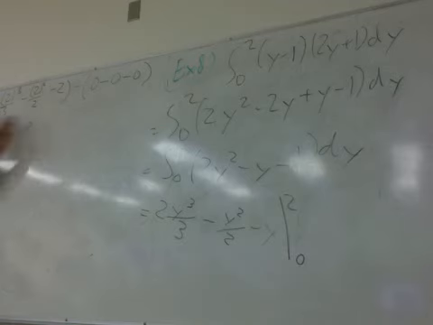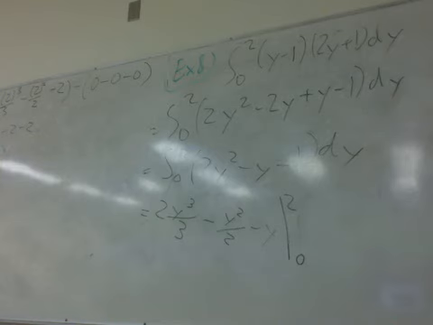Each of these 2's is going to be 6 over 3. Subtract 6 over 3, once I get 10 over 3, subtracted again, I get 4 over 3. So the value of this integral is 4 over 3. Any questions about example 8 here?